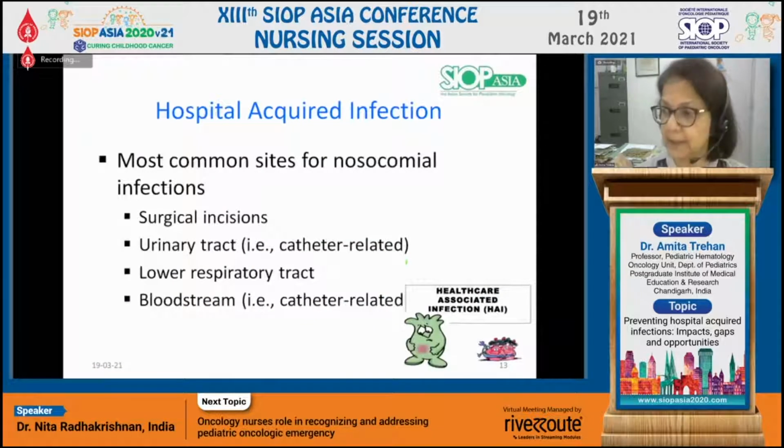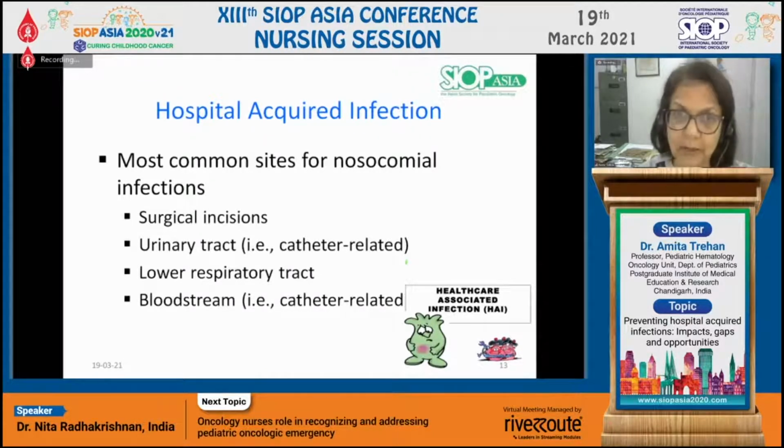So now when we say hospital acquired infection, which are the most common sites? We all know that surgical incisions, if a surgery site is not looked after properly, urinary tract, essentially any place there's a catheter, we can get an infection. And urinary tract is much more common in adults because very frequently when they're unwell in ICU they are catheterized more frequently compared to children, especially geriatric age group.